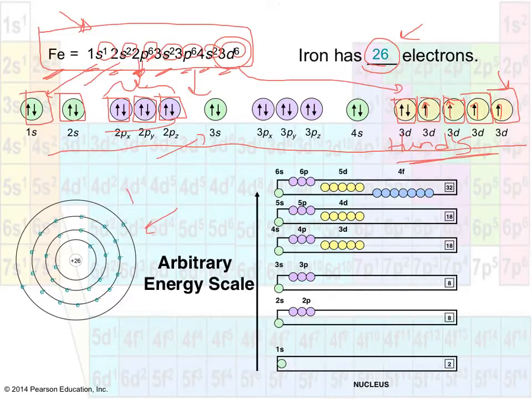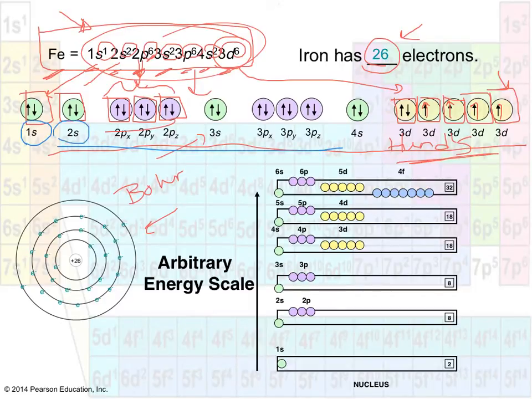Here is the Bohr model of iron also. By looking at either the electron configuration or the orbital diagram, you could easily draw a Bohr diagram. Remember that the large number in front of each part of the electron configuration tells you the energy level that the electrons are located in. So in energy level 1, we have 2 electrons. They're shown right here. Okay.